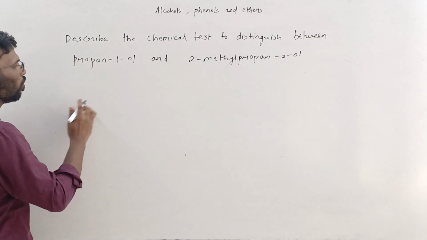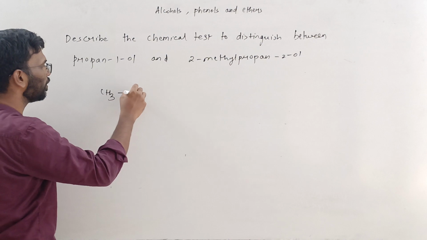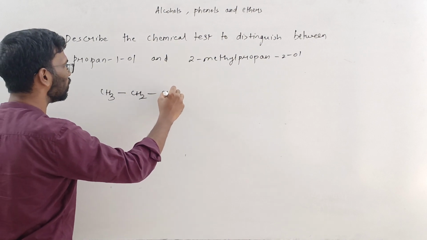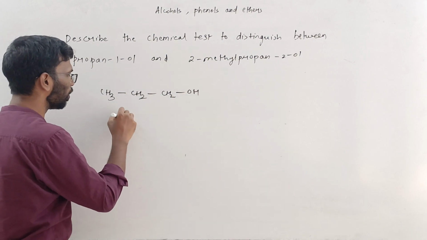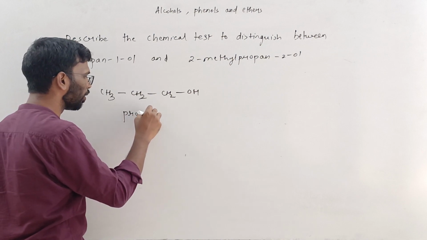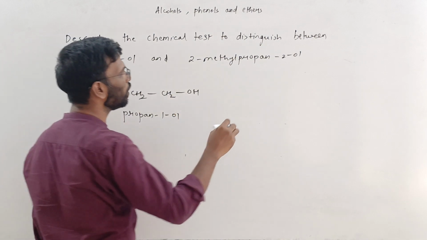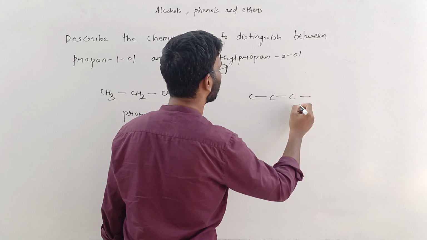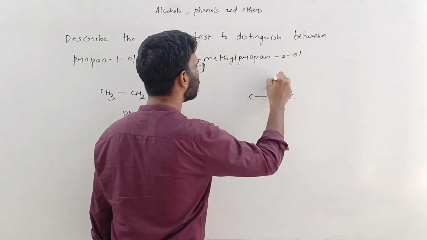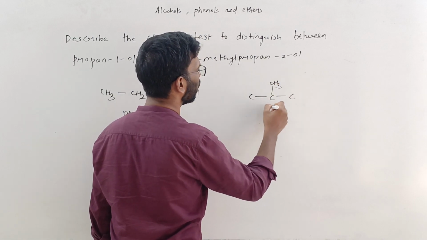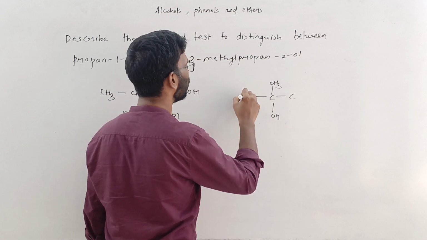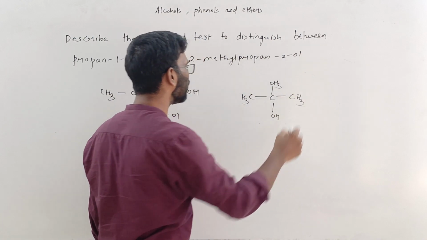What is propan-1-ol? It is CH3CH2CH2OH. This is propan-1-ol. What is 2-methylpropan-2-ol? A 3-carbon system. On the second position there is a methyl group, and on the second position there is also the alcohol. This is 2-methylpropan-2-ol.